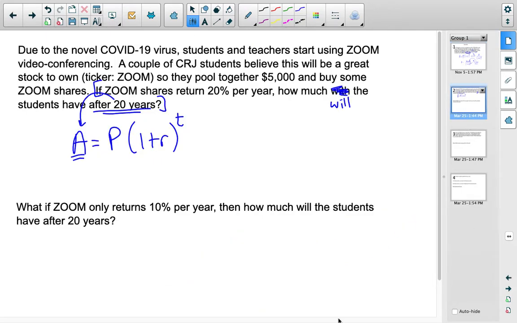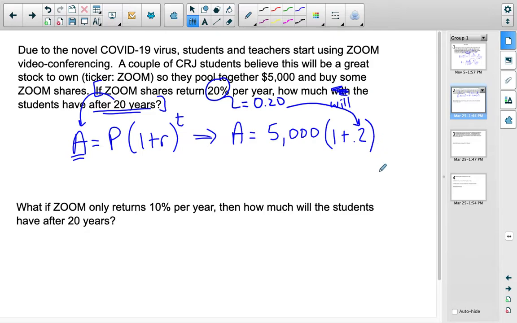Okay, so amount equals my principal amount, 5,000, times 1 plus 0.2, not 0.02. 20% is going to be 0.20. So that goes here for R, and I held it for 20 years. So let's go to our calculator here.